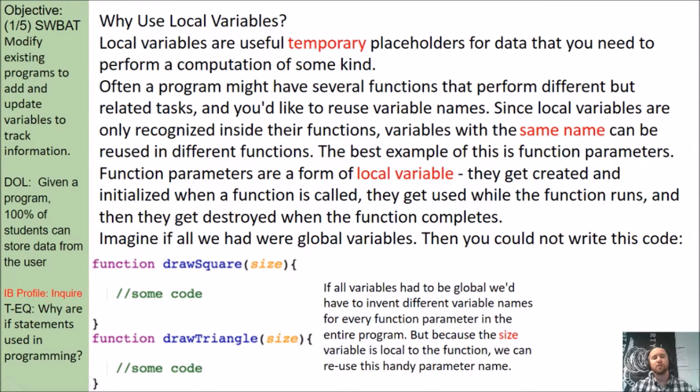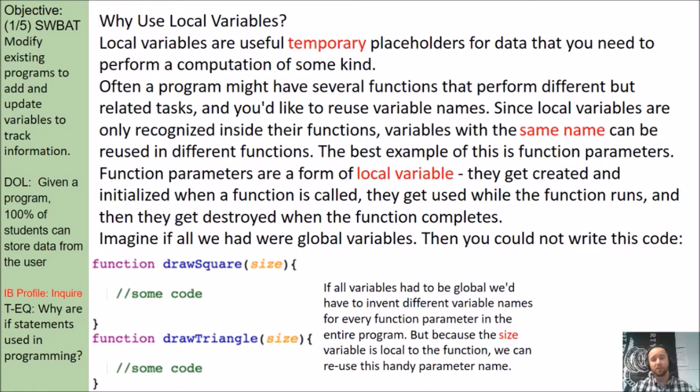So why use local variables? They are useful temporary placeholders for data that you need to perform a computation of some kind. Often a program might have several functions that perform different but related tasks, and you'd like to reuse variable names. Since local variables are only recognized inside their functions, variables with the same name can be reused in different functions. Now the best example of this is function parameters. Function parameters are a form of local variable. They get created and initialized when a function is called. They get used while the function runs, and then they get destroyed when the function completes.